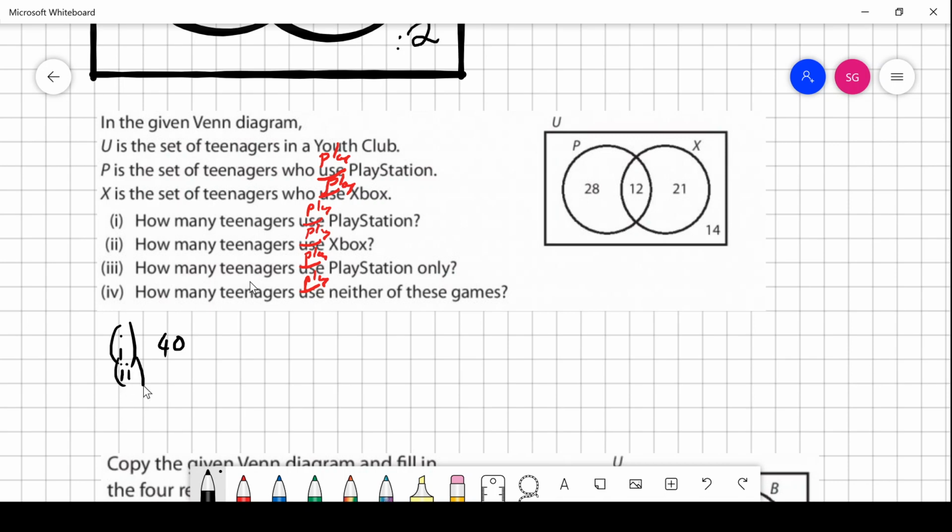How many teenagers play Xbox? Again, we can't just look at this. We have to look at both of these, because it's not saying Xbox only. It's saying play Xbox. Total number, that's both those who play Xbox and those who play both. So 21 plus 12, that's going to be 33.